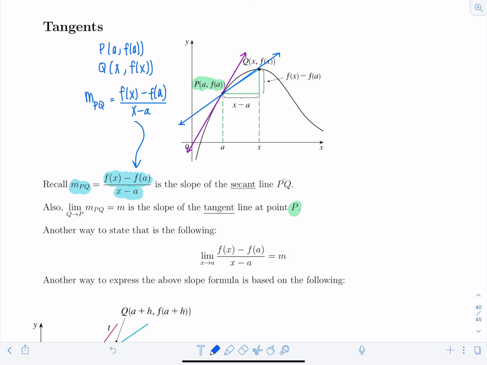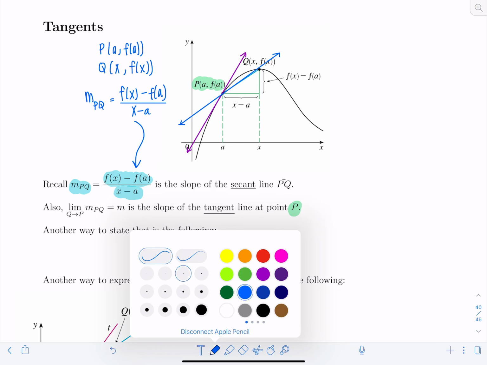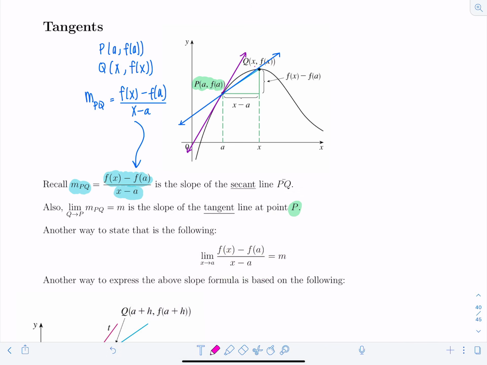Now, if we move that point Q, which we discussed before, closer and closer to this point P, then the slope of the secant line approaches the slope of the tangent line. And if we find that limit, the limit as Q approaches P of MPQ, then it equals M, which is the slope of the tangent line at P.